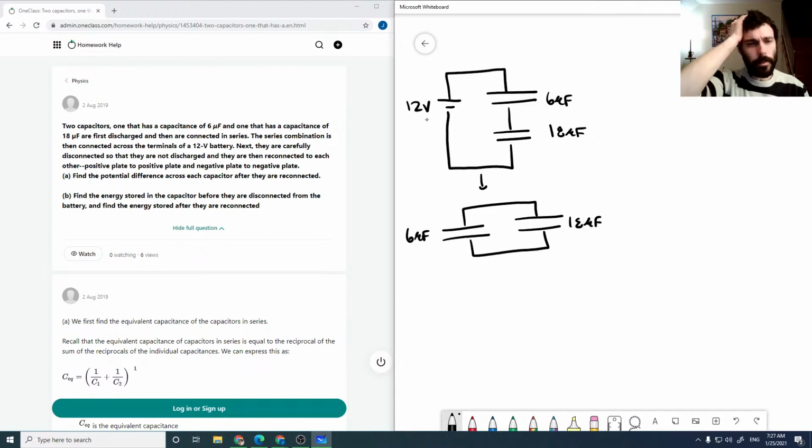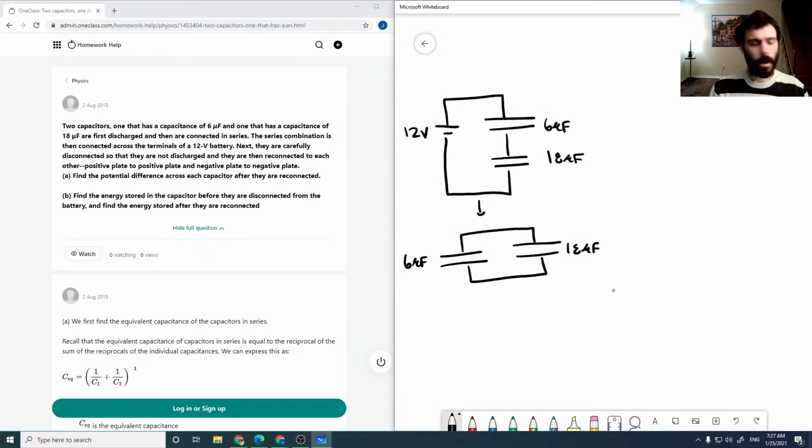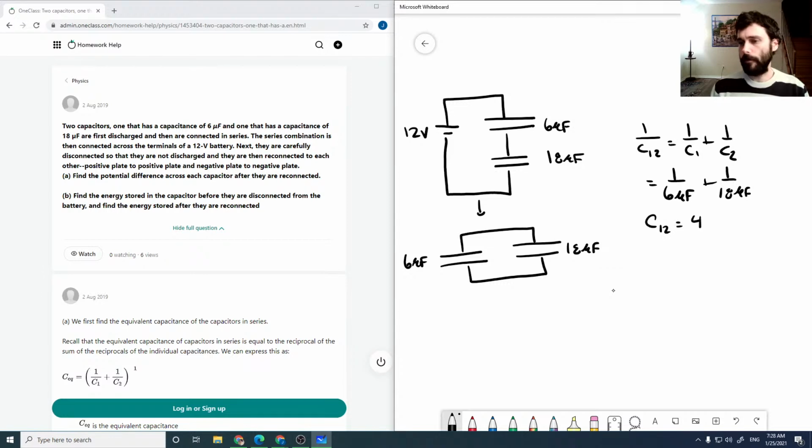And it wants us to find the potential difference after they are reconnected and find the energy stored before and after reconnection. Okay, so first off, we need to find the charge carried by these capacitors, and to do this, we need the equivalent capacitance. So 1 over C12 is 1 over C1 plus 1 over C2. So 1 over 6 microfarads plus 1 over 18. So our C12 comes out to be 4.5.